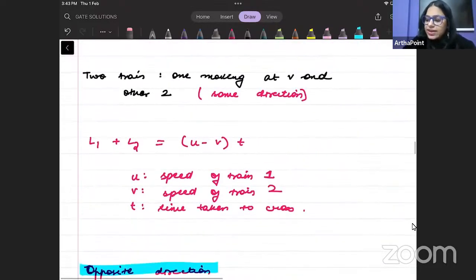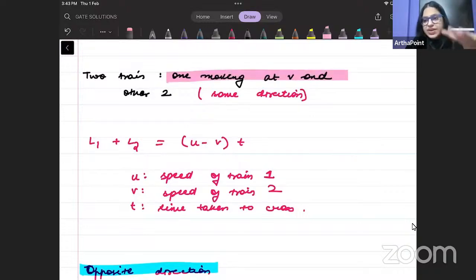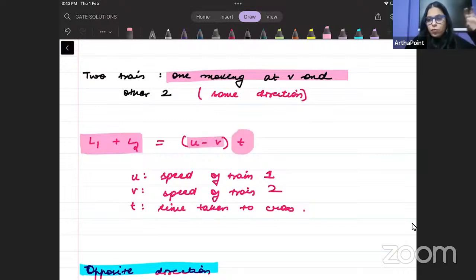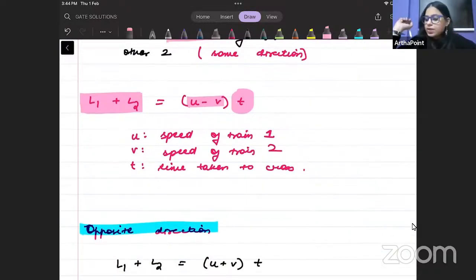Now, another question that can be asked in exam is, there are two moving trains. One is moving at speed u, the other is moving at speed v. Find the total length of the trains. So the total length of the trains together can be written as (u minus v) into t. So u is the speed of one train, the bigger speed. v is the speed of the other train, the train going at a slower speed. u minus v is the net speed into t. That is going to be the length of the two trains together.